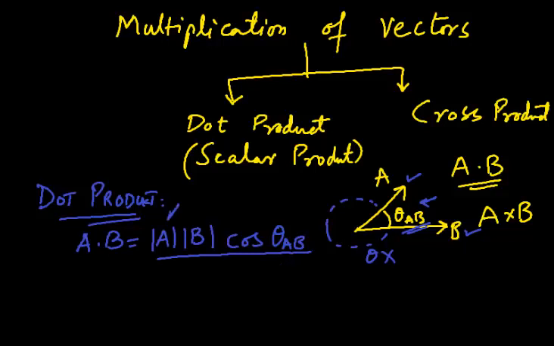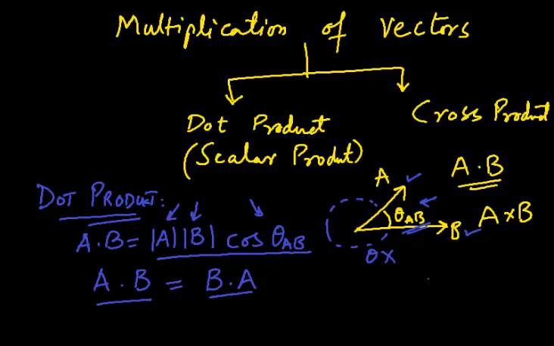So this is the definition of the dot product. You take the magnitude of A, you take the magnitude of B, and then you take the cosine of the smallest angle between them. It also follows the commutative law. The commutative law is being followed by the dot product. It means that A dot B is equal to B dot A.